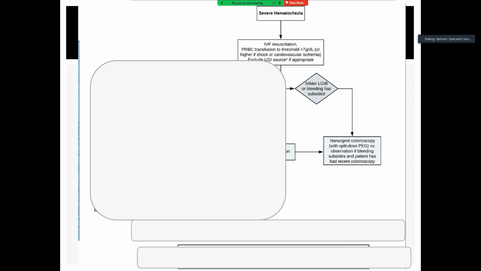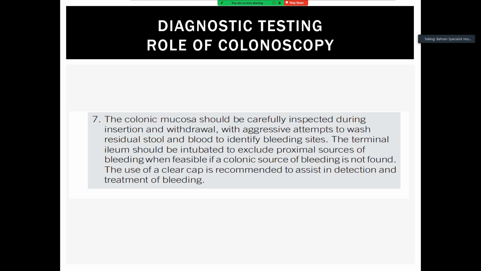Now coming to the second part: if it is a lower GI bleed and the bleeding has subsided, we can go for non-urgent colonoscopy. This is the difference between the previous guideline and now: we do not have to take an unprepared and bleeding patient for colonoscopy within 24 hours. We can wait, prepare the patient, and do the colonoscopy after 24 hours with split dose polyethylene glycol. The reason is that when the colon is prepared, we will be able to see the whole mucosa over the entire area, and we can wash away the stool and blood through the water jet.